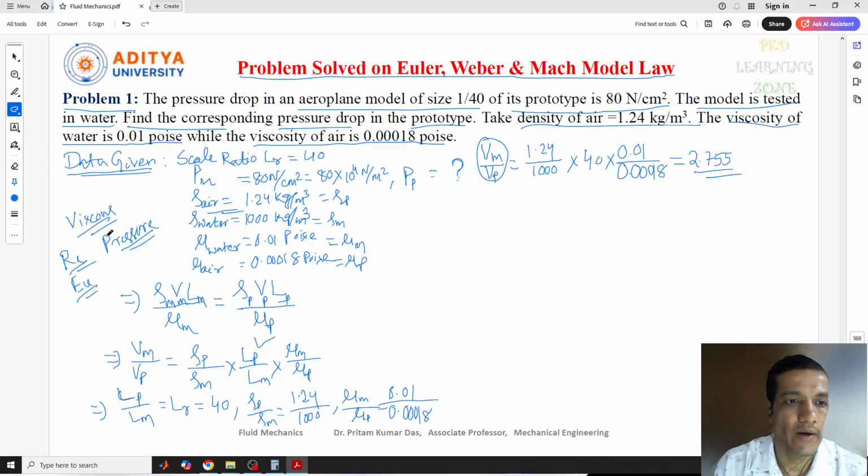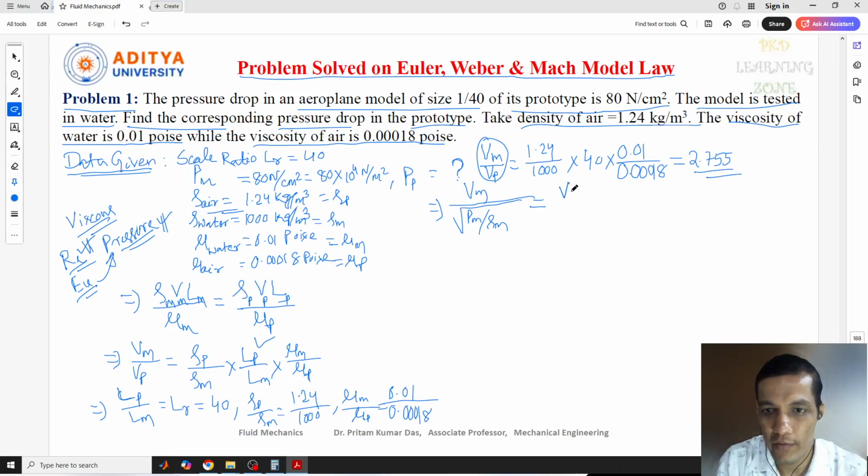So now, as I told you, one thing is completed, that is Reynolds number. Now another force is related here, that is pressure force. So the pressure force will come under the Euler's law. Now this Euler's number should be equal for both. So what we can write, Euler's number: this one is Vm divided by the square root of Pm divided by rho m. Similarly, this one you can write Vp divided by the root over of Pp divided by rho p. The Euler number of the model, and the Euler number for the prototype.